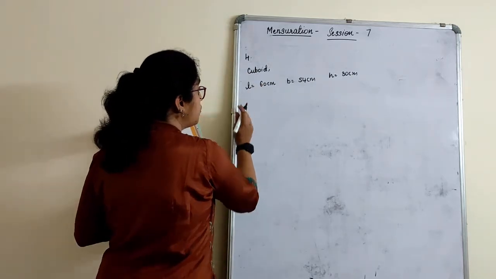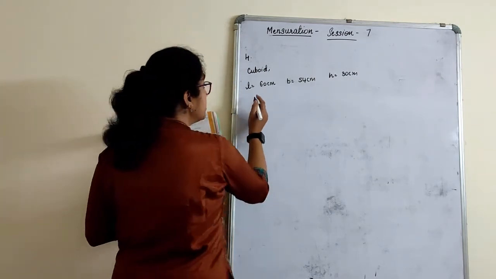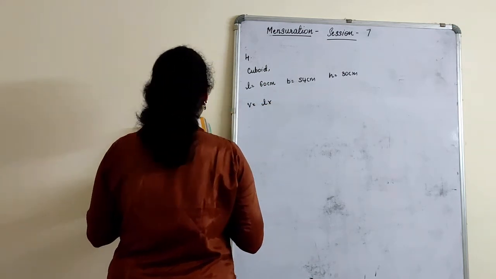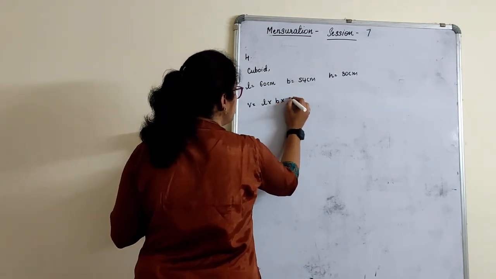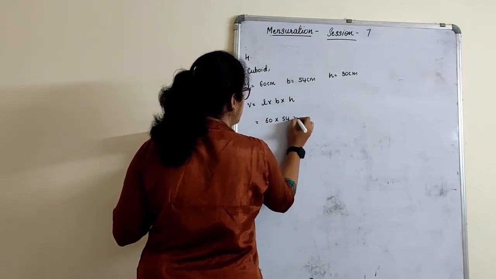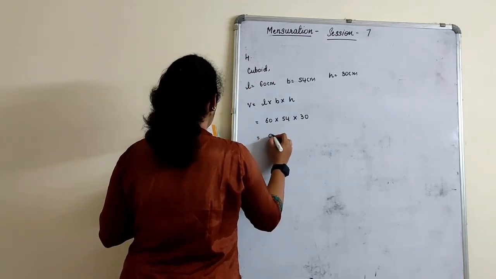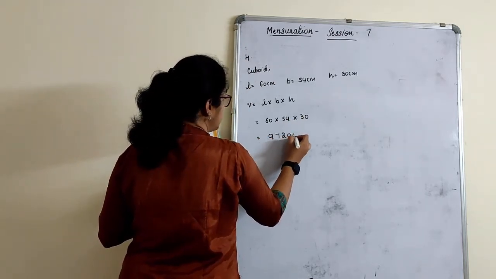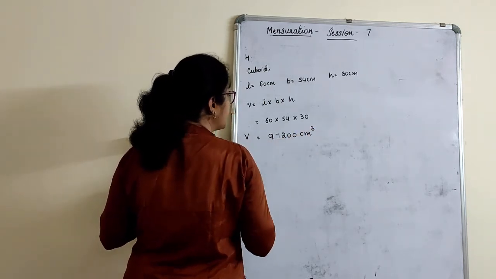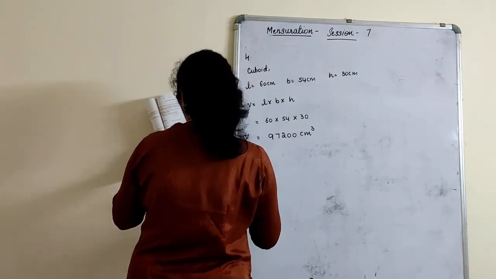So let's first find the volume of this, so we'll understand how many such cubes we can fit in it. Space occupied, right? Volume is equal to length into breadth into height. That is 60 into 54 into 30. A bit of calculation you have here. So it is 97200 centimeter cube. Volume of a cuboid. Keep it as it is. Next, what you have is a cube.